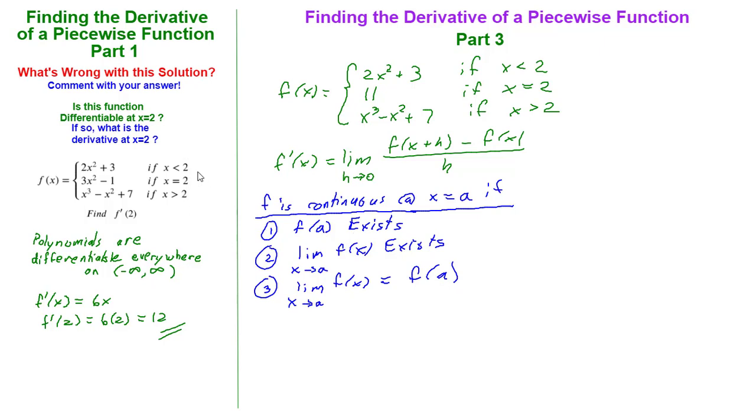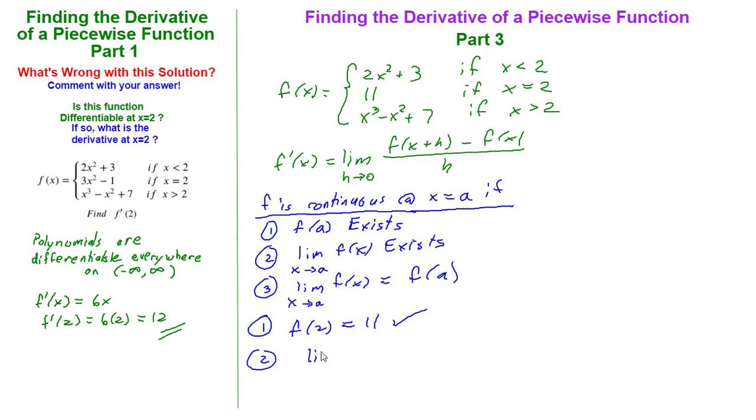So we could go back to this function, or we can go to our revised function where these would be equivalent. We just used 11 instead of the polynomial to express that one point. So do we have f of a existing? Well, yes. f of 2, if we look at this piecewise function, will be equal to 11. So that checks. Secondly, does this limit exist? Well, for a piecewise function where you have an interval where x is less than 2 and x is greater than 2, and we want to see if the limit exists at 2, we would need to check the limit from the left and the limit from the right.